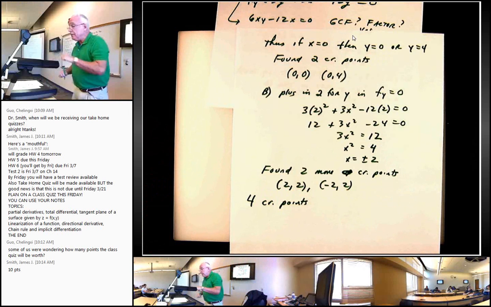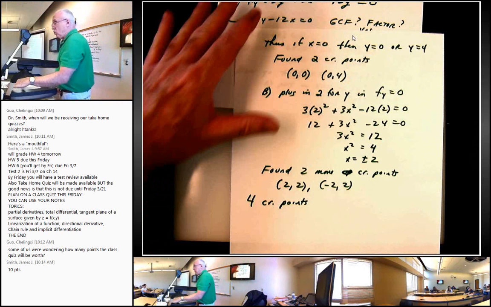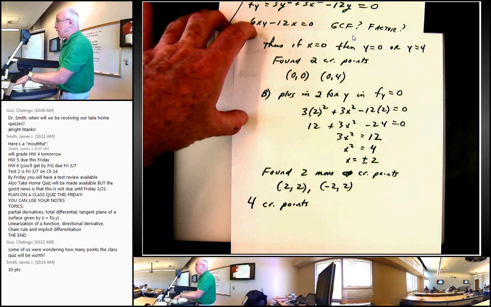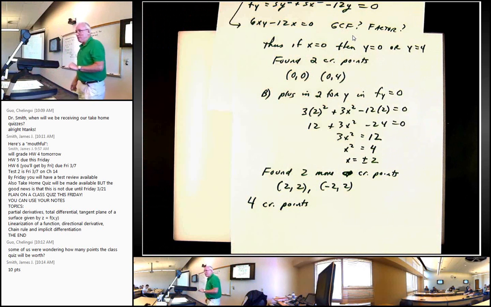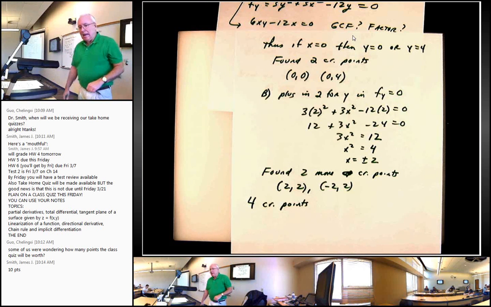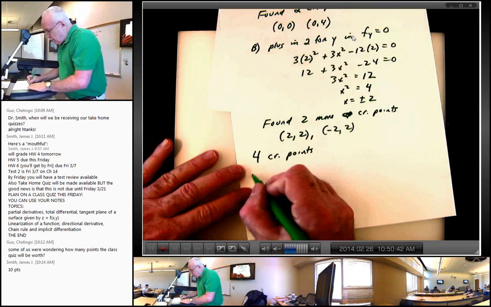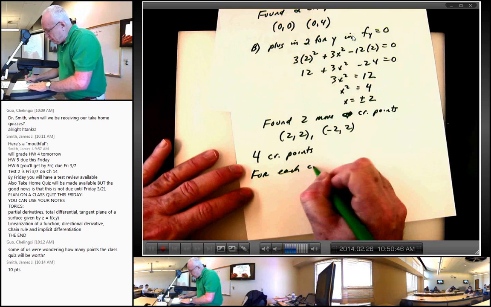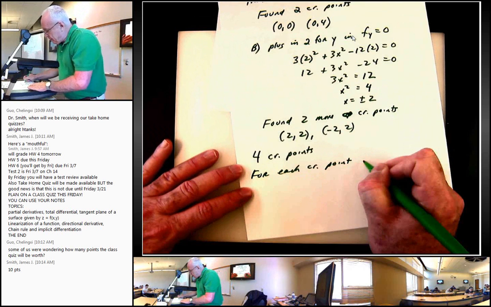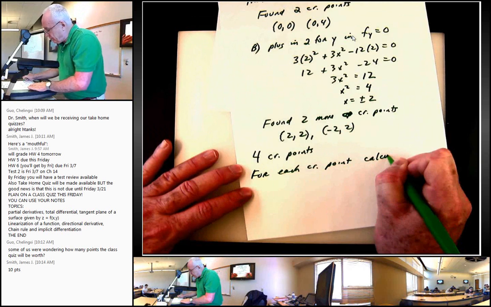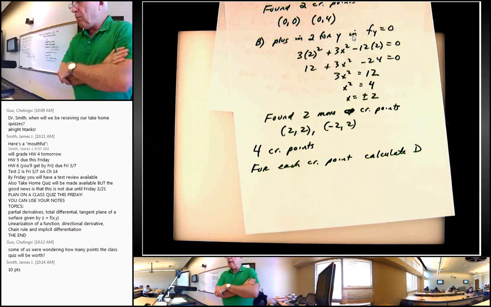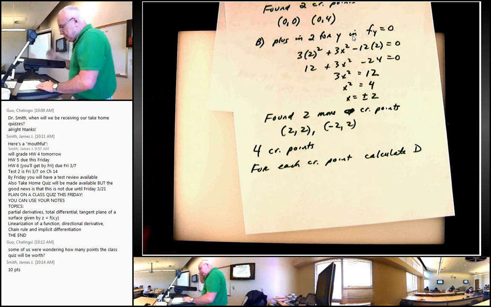points. And this, as a whole, this problem is not a bad, shall we say, a bad problem for this. Okay. Now, what we have to do for each critical point, we now have to calculate that d value. All right.